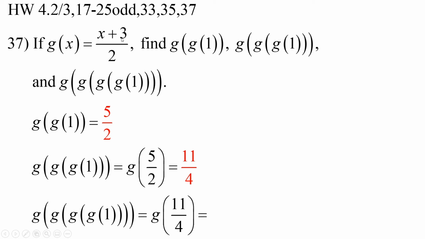So, let's do some arithmetic. See that x? It's now 11 over 4 plus what? 9 over 4? Excuse me, did I do that right? No, let's be careful. So, x is 11 over 4. And then I need a common denominator. So that's going to be a 12 over 4. So 11 over 4 plus 12 over 4. That'd be 23 over 4 divided by 2. That'd be 23 over 8.